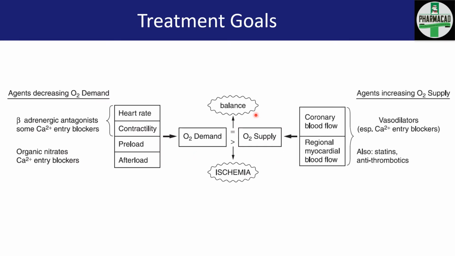How to increase oxygen supply to the heart wall? By increasing blood flow through the coronary artery, and by increasing regional myocardial blood flow. So vasodilators are the ones which act in this manner. They increase blood flow. Also statins and antithrombotics. So statins and antithrombotics, they will dissolve the plaque in the coronary artery, and that's how they will increase the blood flow.